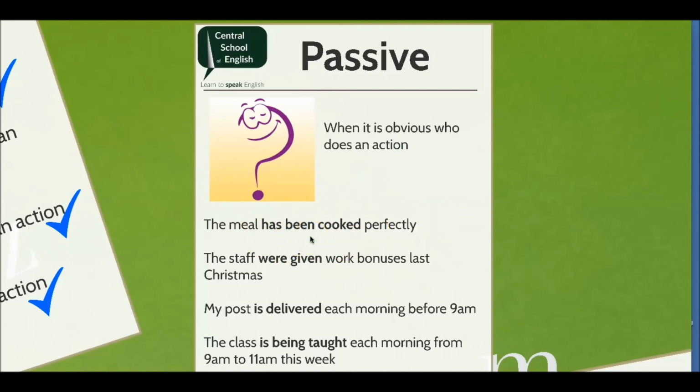The staff were given work bonuses last Christmas. The speaker in this sentence uses the passive as it is obvious that the employer has given the staff a Christmas bonus. My post is delivered each morning before 9 a.m. The speaker in this sentence uses the passive as it is obvious that the postman delivers the letters each morning.